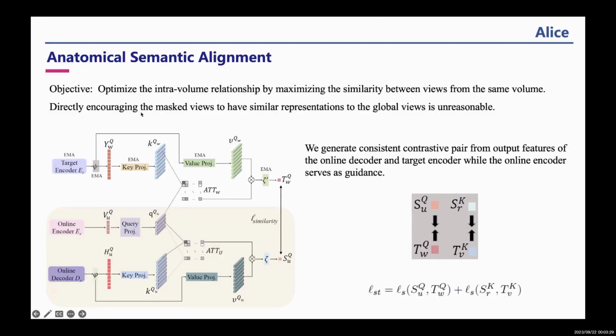However, directly encouraging the masked views to have similar representations to the global views is unreasonable. So we adopt the CASA module, which matches the most relevant high-level semantics between masked views and intact views given the distribution of masked views' local patch texture. This leads to crafting more specific and aligned high-level features for self-distillation.